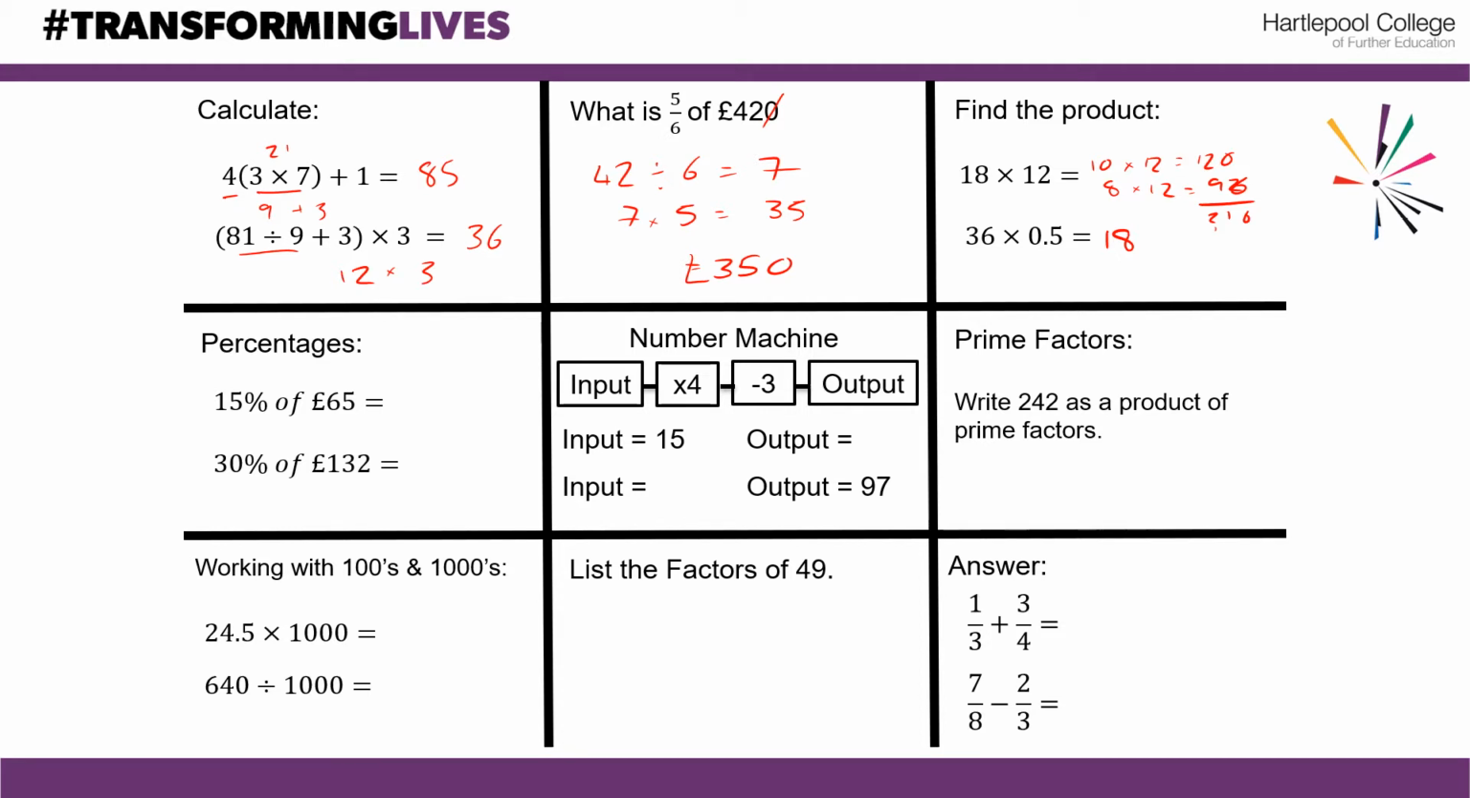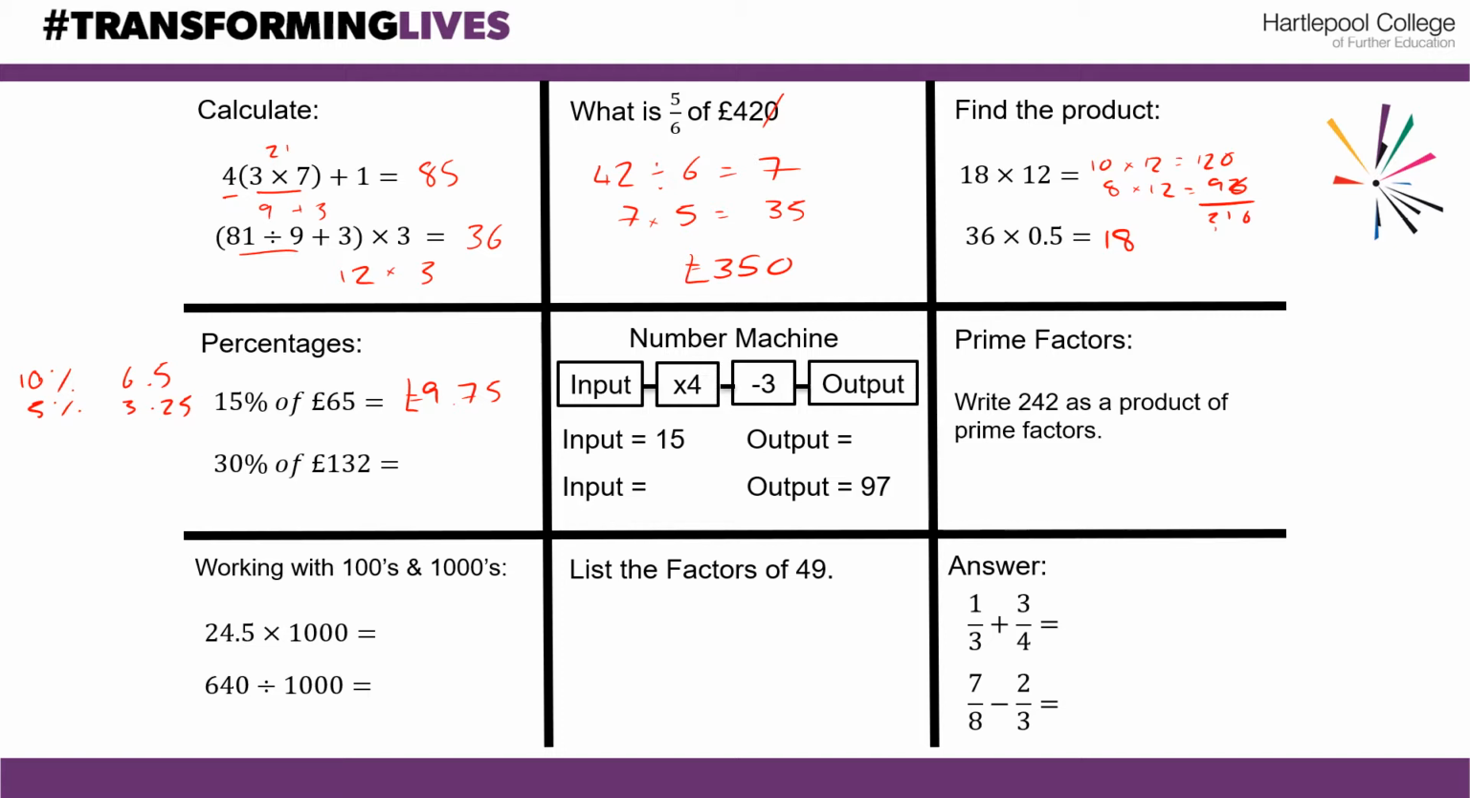Next up, some percentages. So first off, we want 15% of 65. 10% of 65 is 6.5. Remember, to find 10%, you divide by 10. Then we need to find 5%. Well, that's half of 6.5, so that's going to be 3.25. Add the 2 together, that is 9.75. Remember, you work in monetary terms, so that's £9.75.